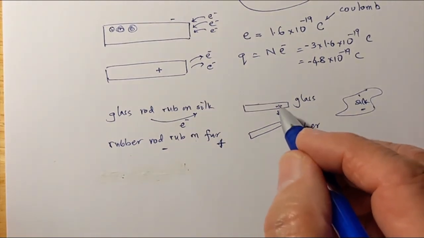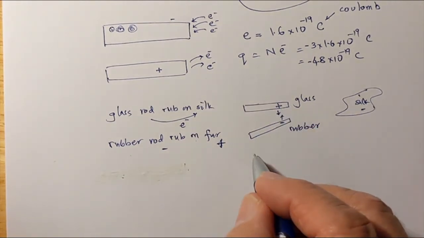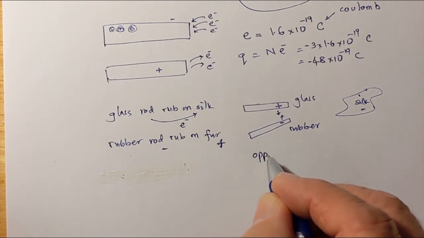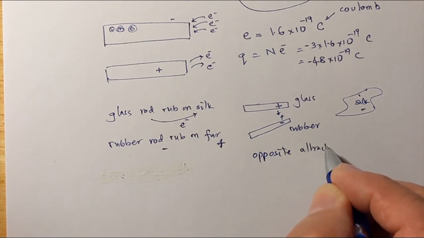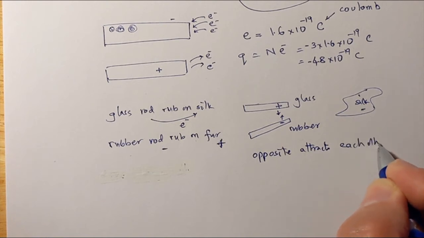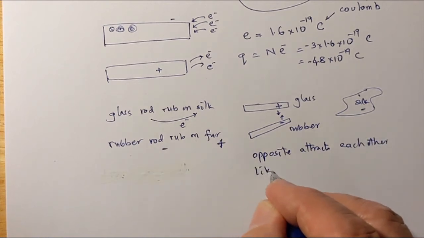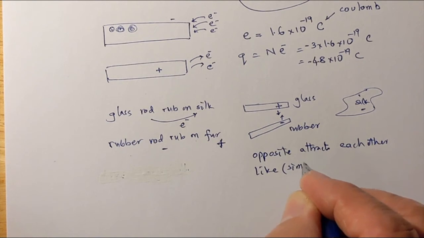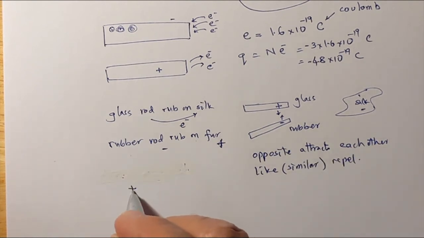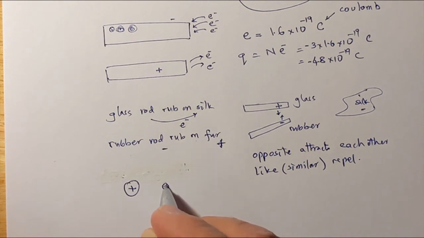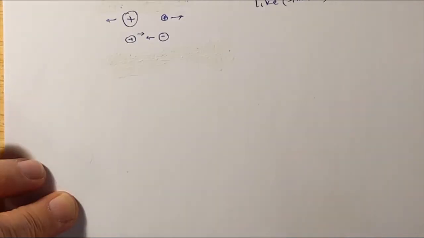So if we have these two charges that are opposite, we see that opposite charges or unlike charges attract each other. And if we have like charges or similar charges, then they repel each other. So if you have a positive charge and a positive charge, then the two would push each other away. If you have a positive and a negative, they will pull each other together.